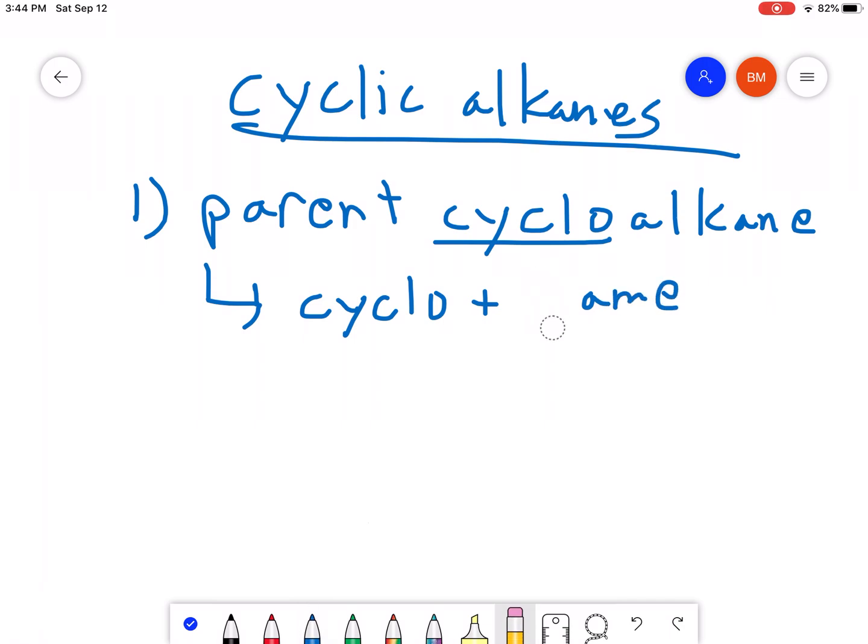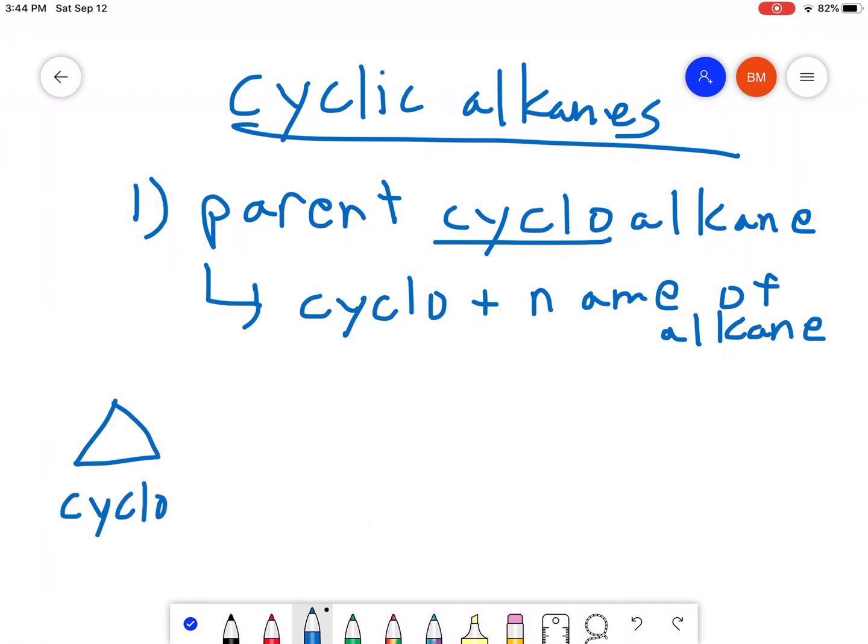It looks ugly. I want to erase it. There you go. The name of the alkane that corresponds to the number of carbons involved, right? So if you have something like this, there's 3 carbons in this ring. It's cyclic, so this would be cyclopropane.